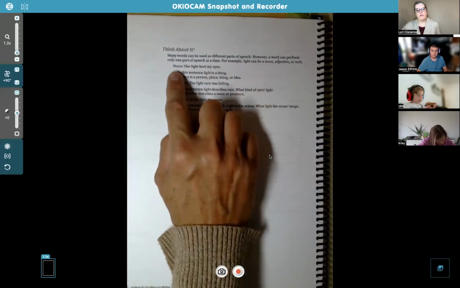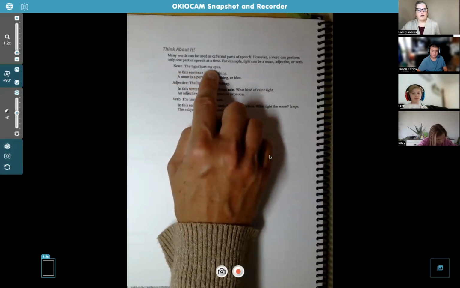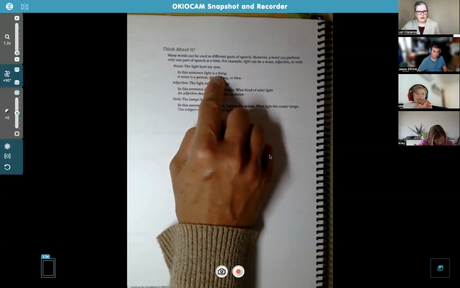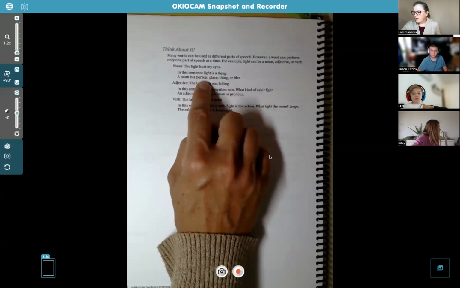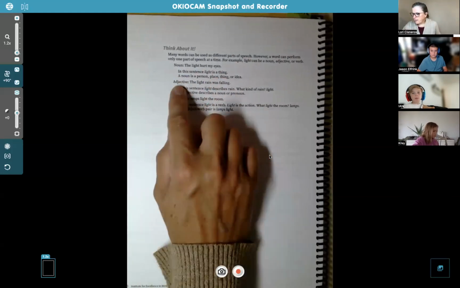So here's your example of how it's used as a noun. The light hurt my eyes. So in this sentence, light is a thing, could be a bright light in the garage or something. And it says a noun is a person, place, or thing or idea. So the light hurt my eyes.